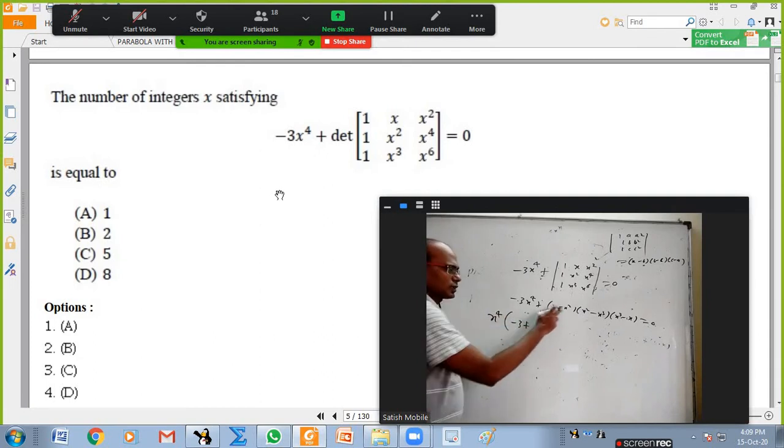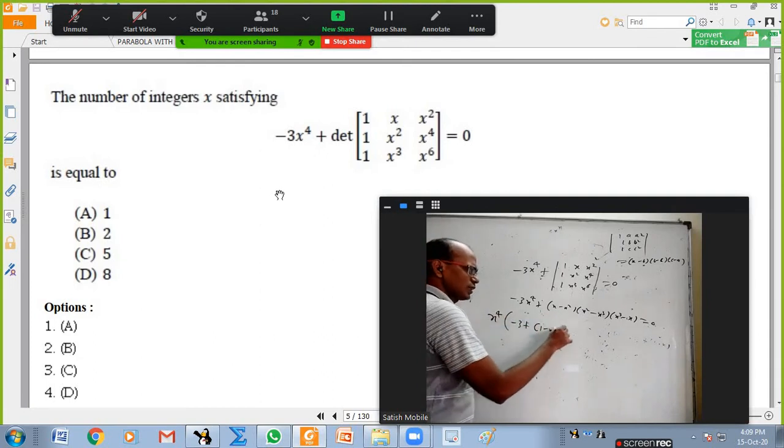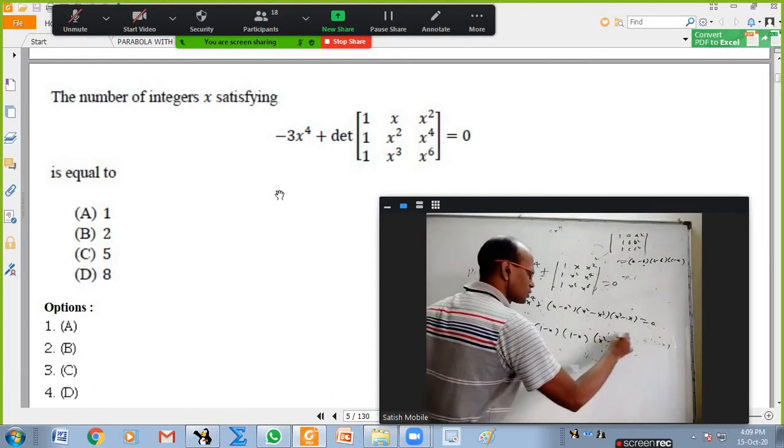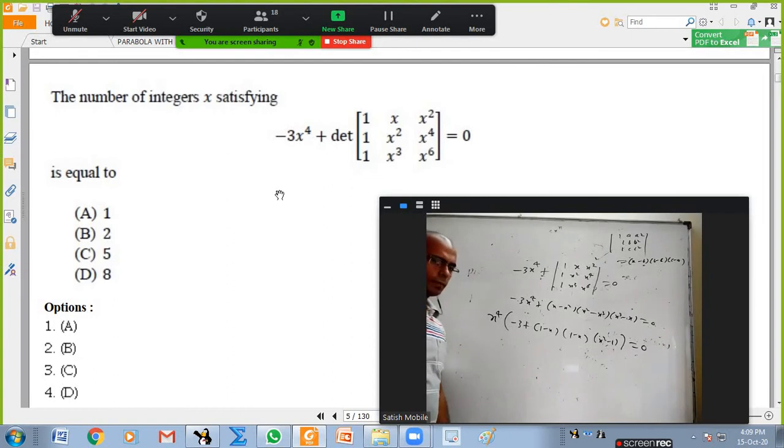I'll be left with minus 3. After taking this, 1 minus x left. Here 1 minus x left. Here x square minus 1 is left. Okay, so I'll get x power 4 equal to 0, or normally if I want to solve, this is a fourth degree equation. It will take some time, but they want only integers. If it is integers, it is somewhat easier.